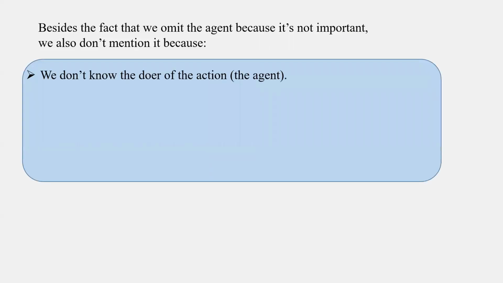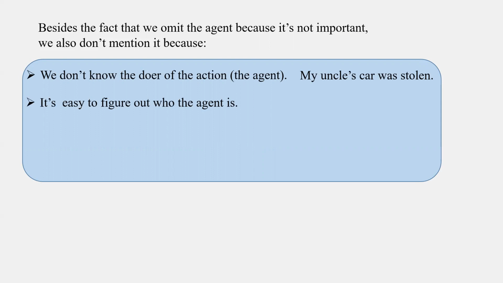Besides the fact that we omit the agent because it's not important, we also don't mention it for some other reasons. Sometimes we don't know the doer of the action, which means the agent. Like in the example, my uncle's car was stolen. See here, we don't mention the agent because we don't know who stole the car. Or it's easy to figure out who the agent is. It's obvious. Like in the example, the thief was arrested. Of course, was arrested by the police.